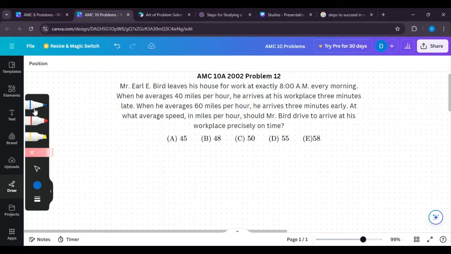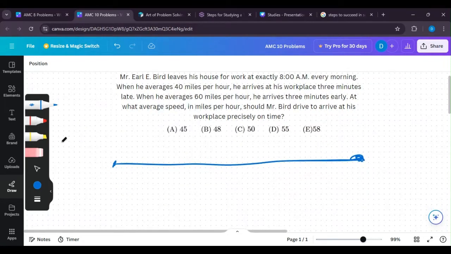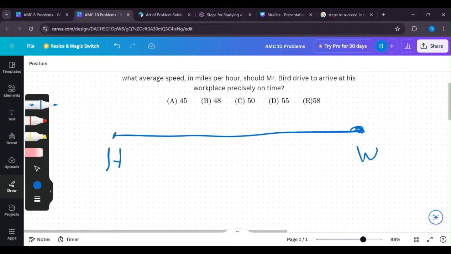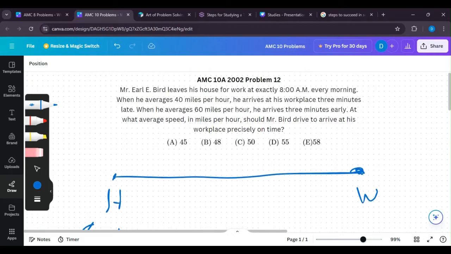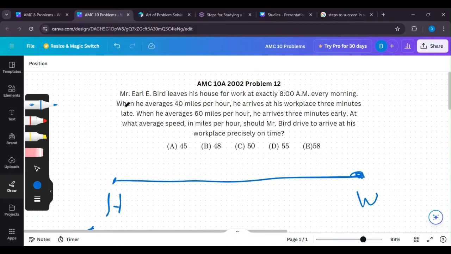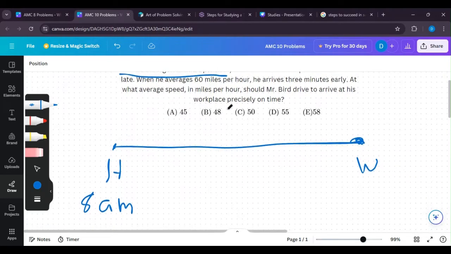So this is a simple distance, time, and rate problem. What we want to do for these types of problems is draw a diagram showing when he arrives. This is the total distance from his house to his workplace, and he starts driving at 8 a.m. We don't know if that's useful yet. It says when he averages 40 miles per hour, he arrives at his workplace 3 minutes late.